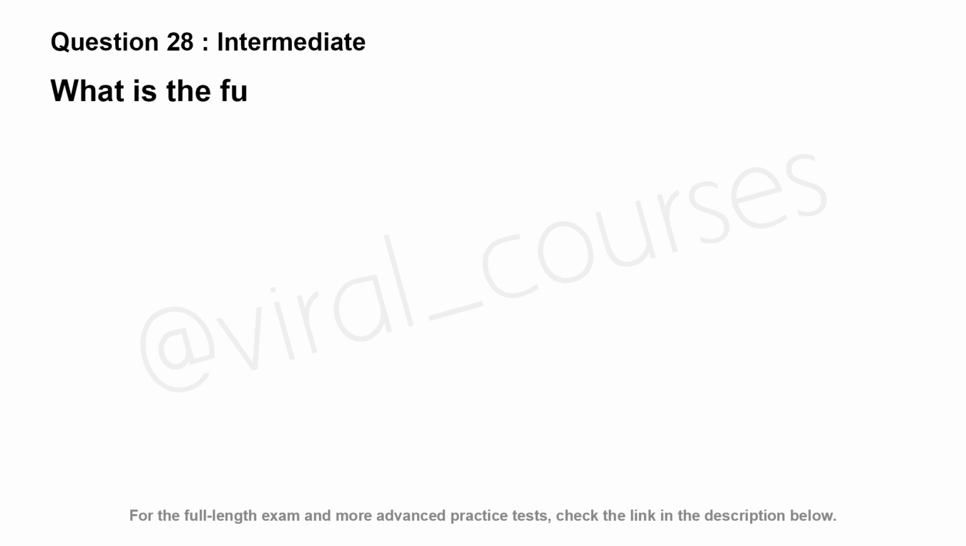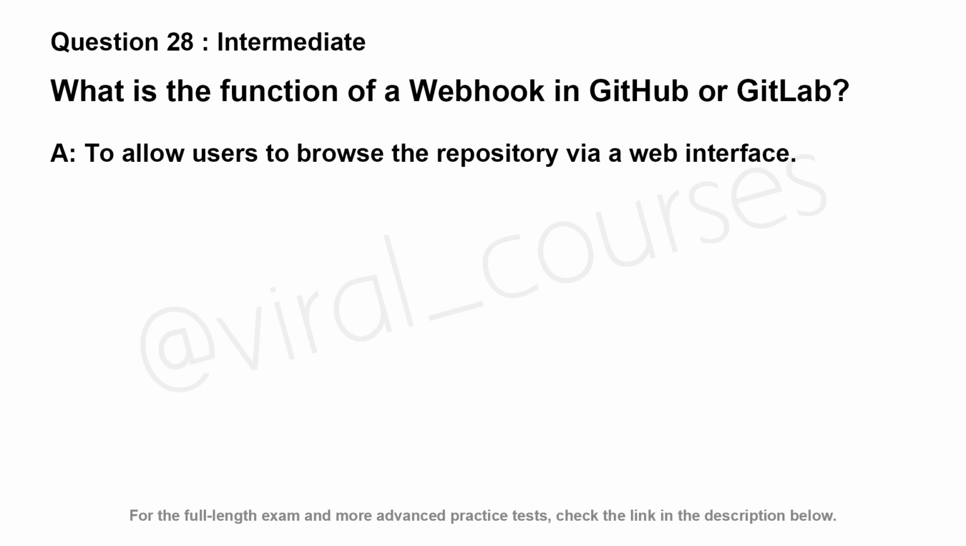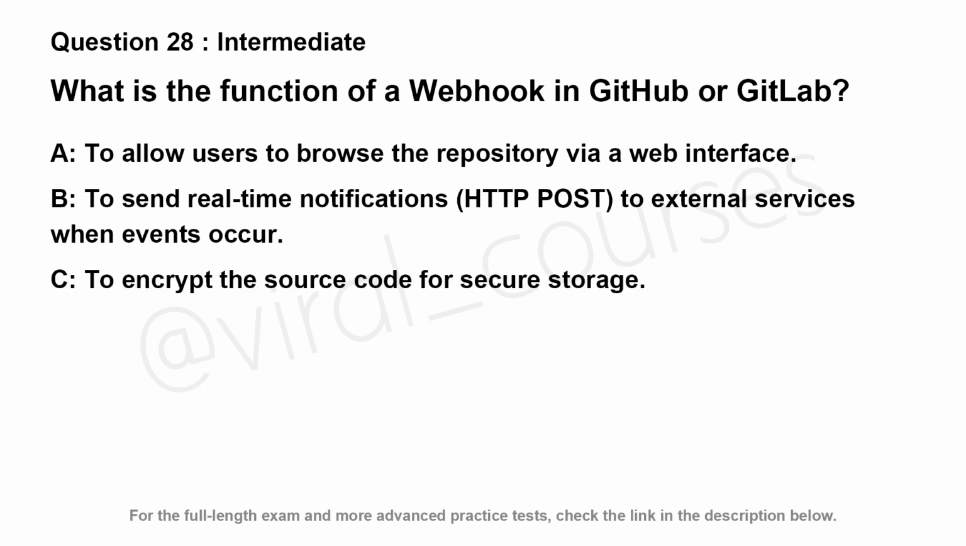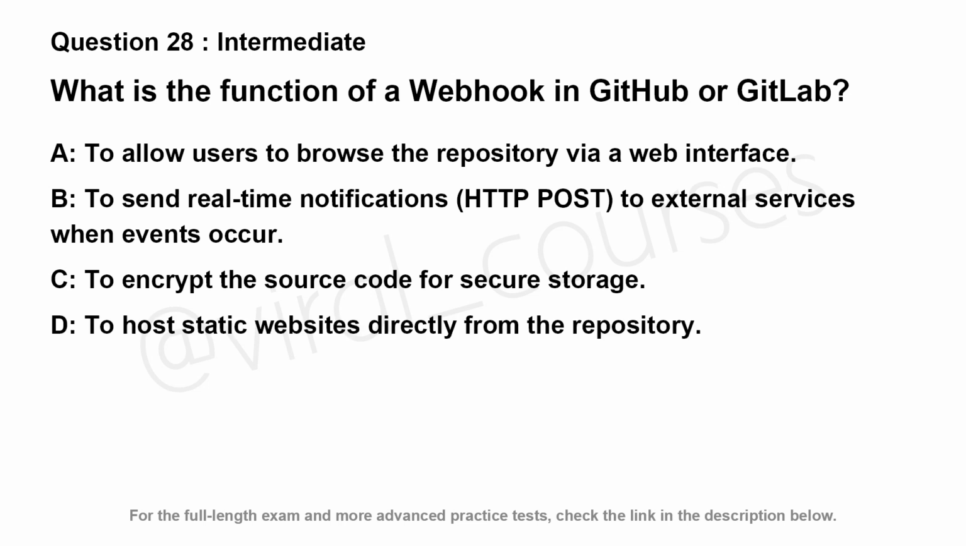What is the function of a webhook in GitHub or GitLab? Option A, to allow users to browse the repository via a web interface. Option B, to send real-time notifications, HTTP POST, to external services when events occur. Option C, to encrypt the source code for secure storage. Option D, to host static websites directly from the repository.